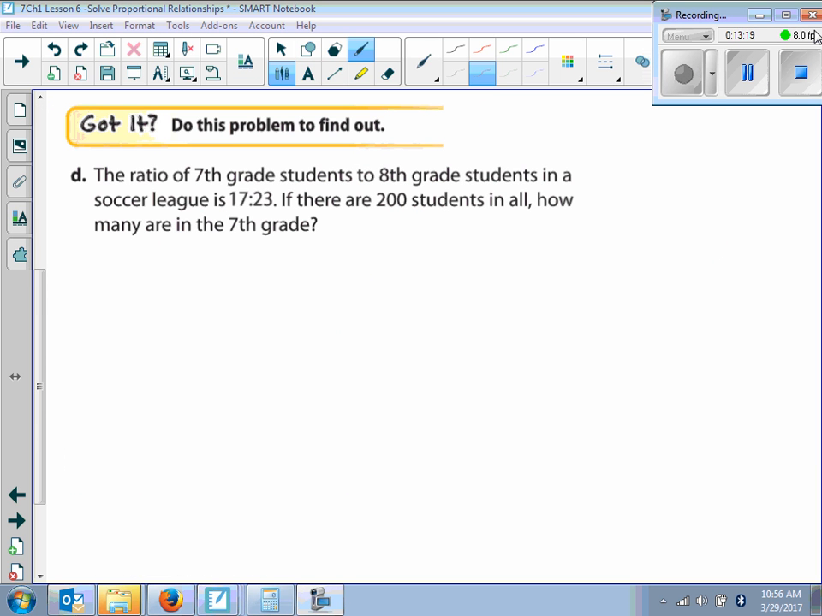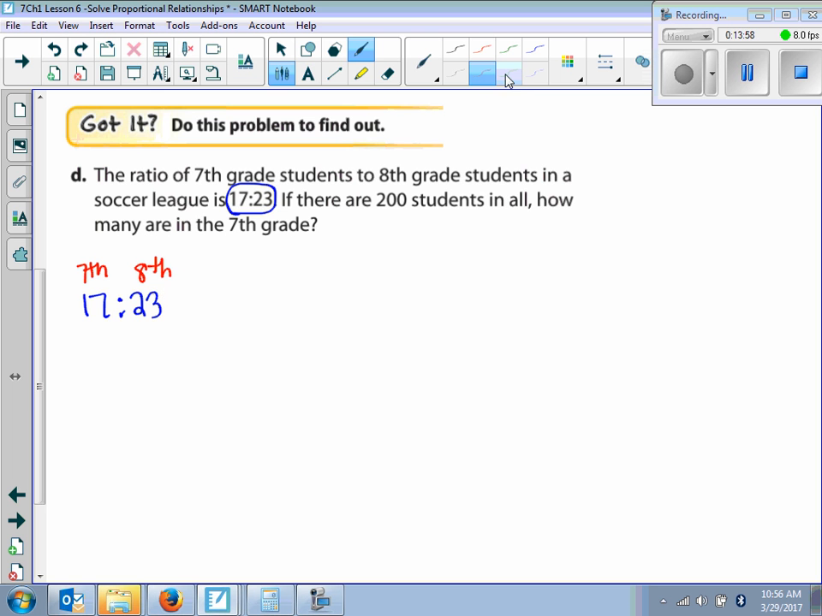So this example says the ratio of 7th grade students to 8th grade students in a soccer league is 17 to 23. If there are 200 students in all, how many are in the 7th grade? So the important information we have here, we have 17 to 23, right? What does the 17 represent? The 7th grade. That's the 7th graders, right? What does the 23 represent? That represents the 8th graders.